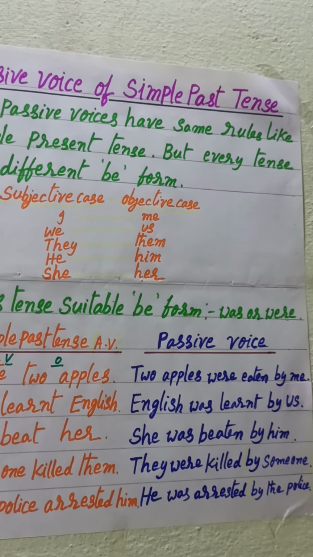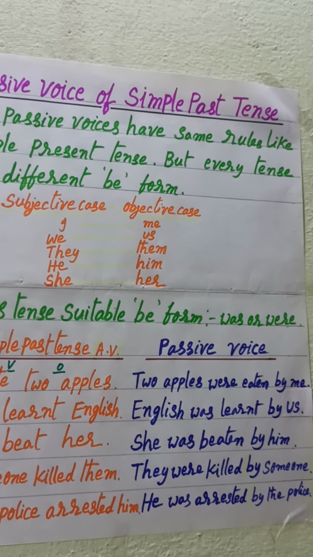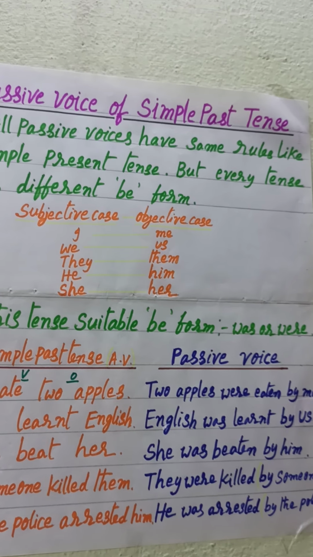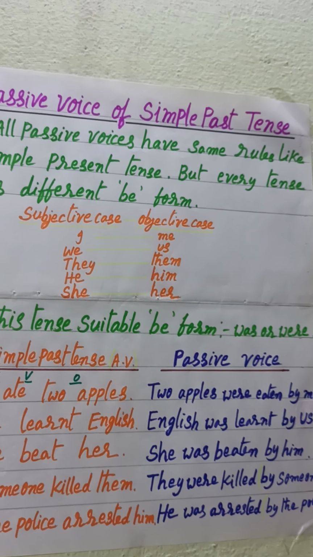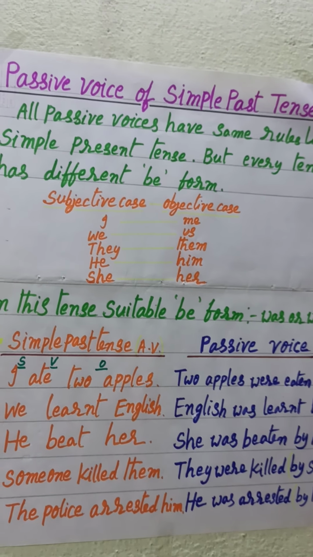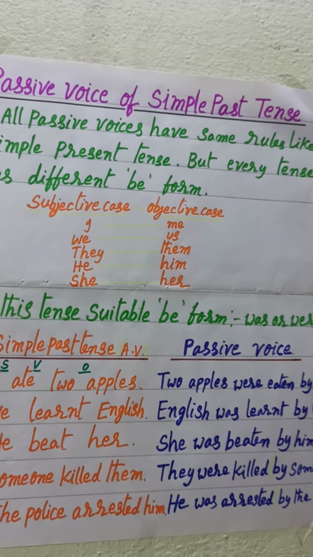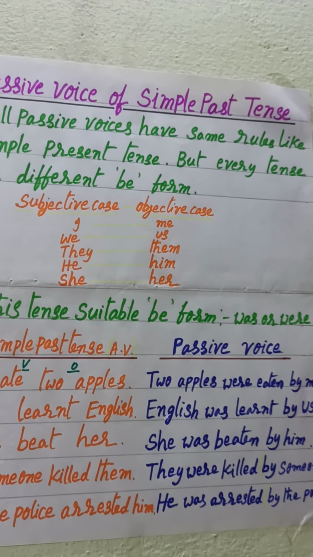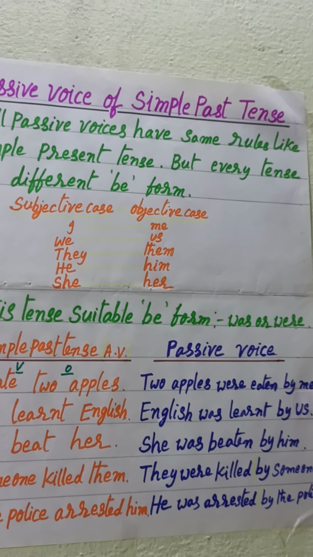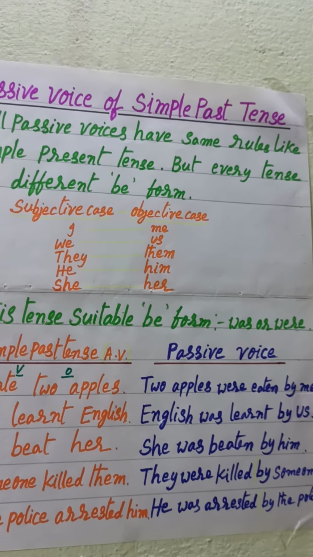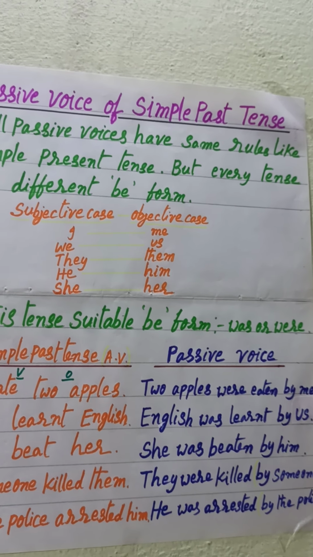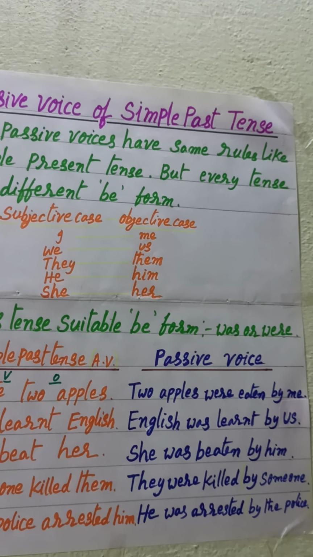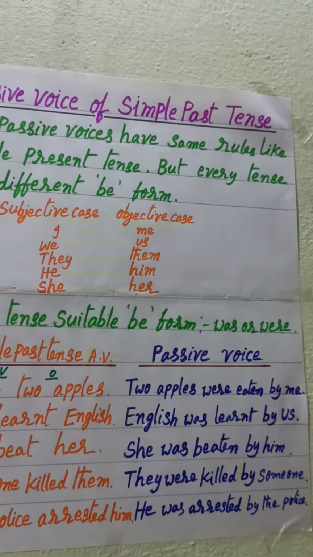But in examinations, sometimes they ask to change active voice into passive voice. At that time we write the complete sentence, but in conversation we need not use by me, by us, by him, by someone, by the police.